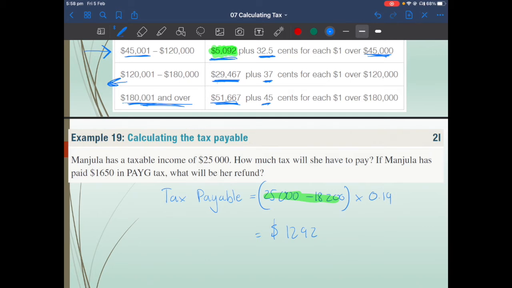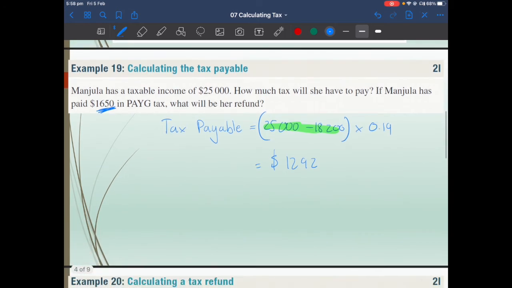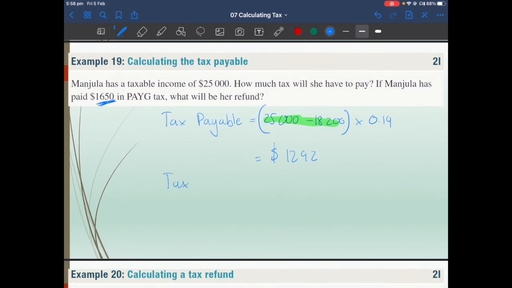But she has paid $1,650, so she's actually going to get a tax refund. Her refund is the amount of tax that she's paid minus the amount of tax that she owes, which is $350.